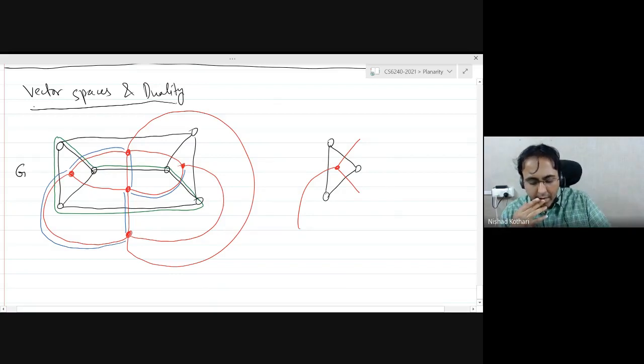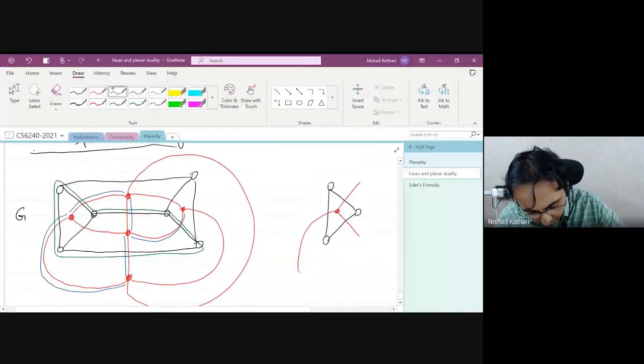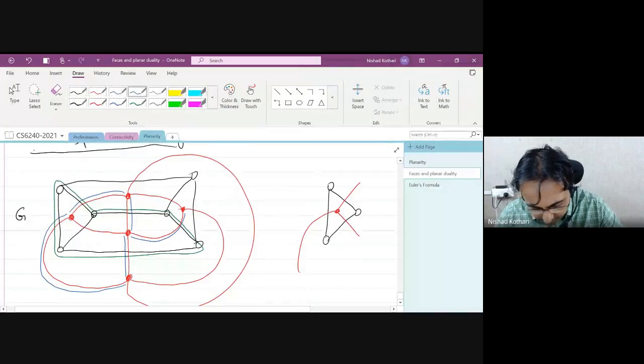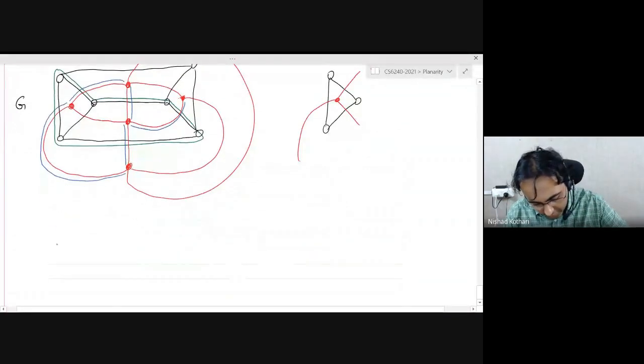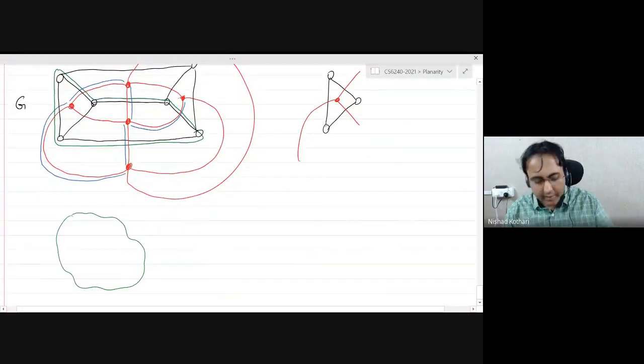Okay, I claim that these 5 edges form a bond in the graph G star. Why? Let's think of it intuitively. Let me make a slightly different drawing. So I have a green colored cycle in the original. Supposing this is my cycle in the graph G. What's going on here?